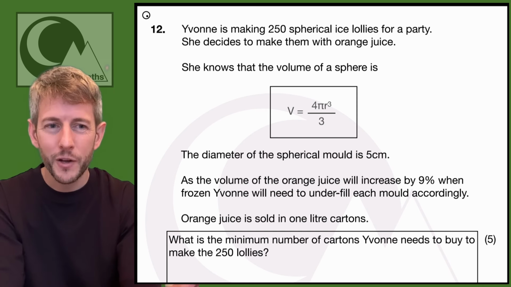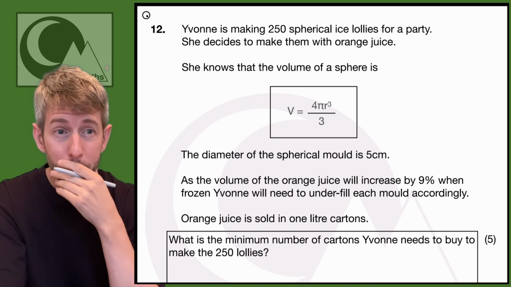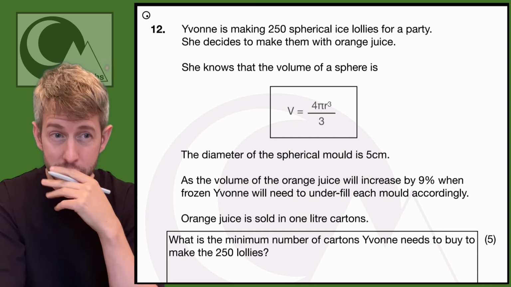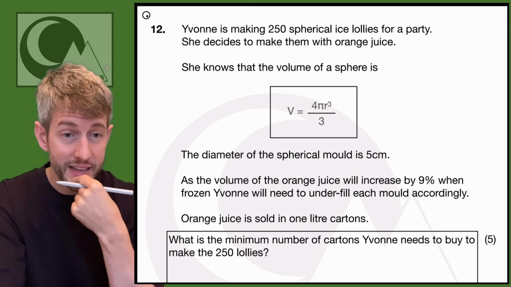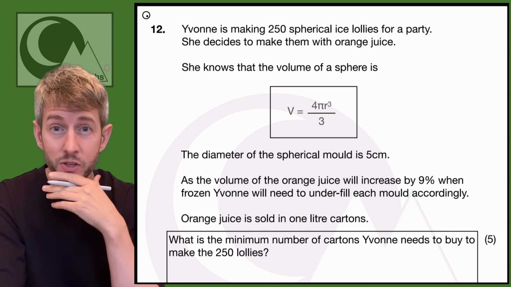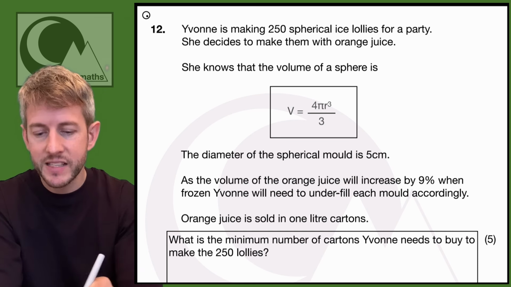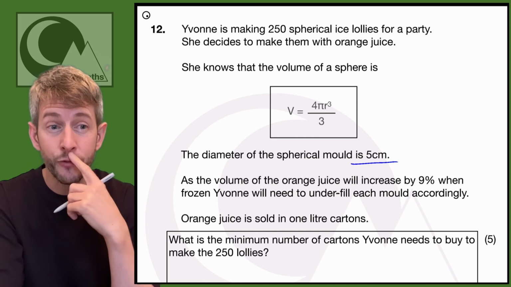Right, okay, so there is a lot going on here, but what is good to do with these things is not to get overwhelmed and just take them piece by piece. So the first thing I can see here is that Yvonne is planning on making 250 spherical lollies, and the sphere has a 5 centimetre diameter, and we've been given this formula here.